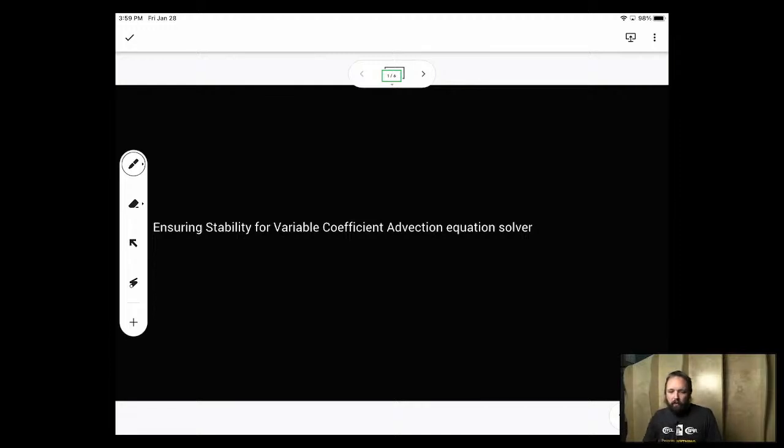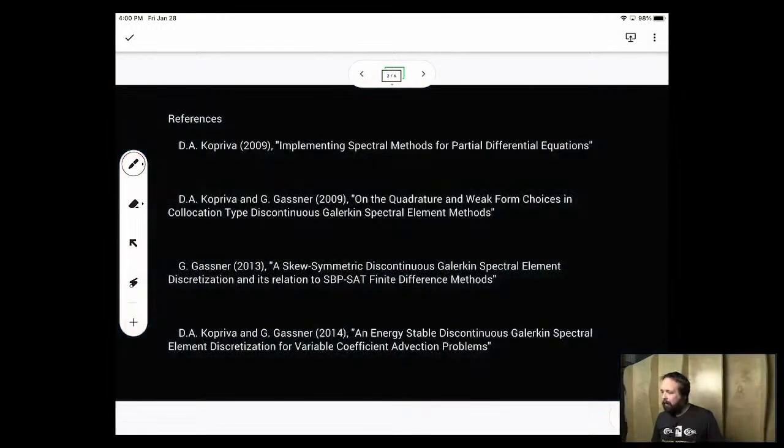Today we'll be going over how to ensure stability for variable coefficient advection equation solvers, particularly for the spectral element methods. Now, a lot of the stuff we'll do, of course, has connections to finite difference methods, and let's go ahead and just dive into some of the references here so you know where I'm pulling a lot of this information from, in case you want to read along and join me on this journey.